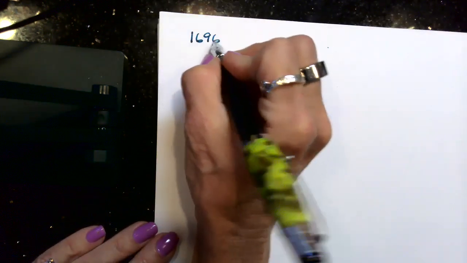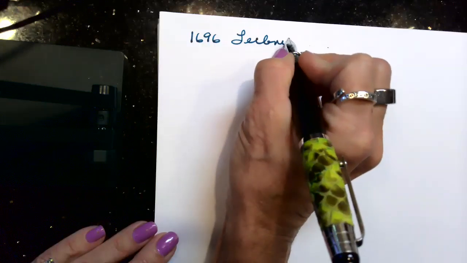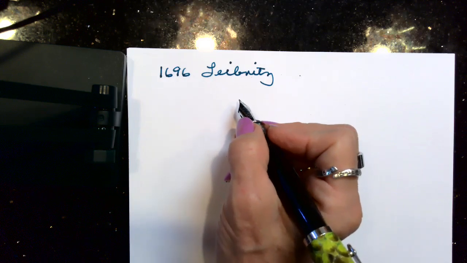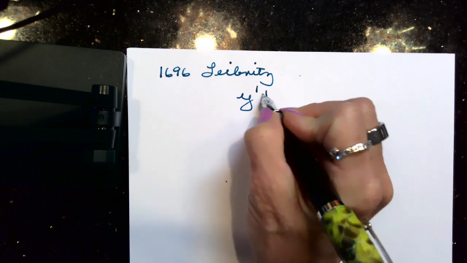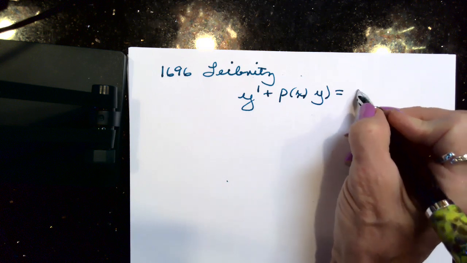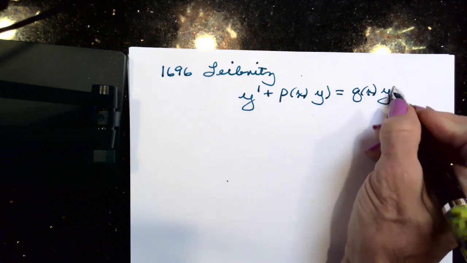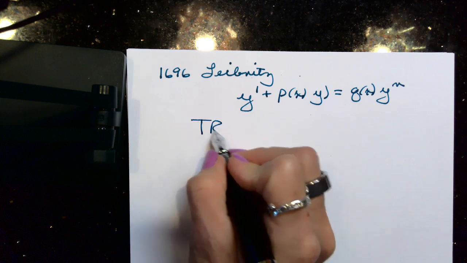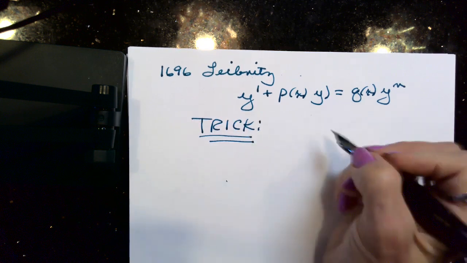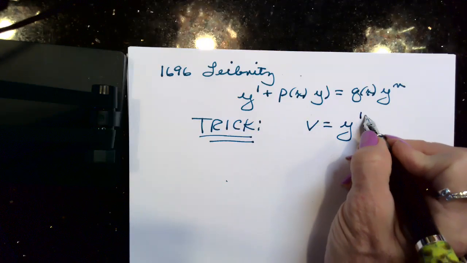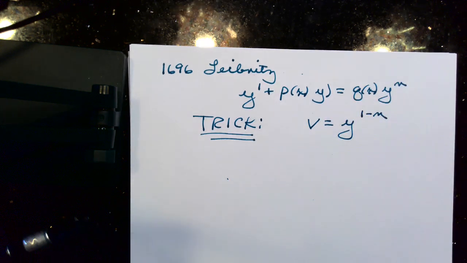This is actually a method that goes back to 1696, due to Leibniz, whose name you heard when you studied calculus, hopefully. Let me remind you of our equation. It's y prime plus p of x y is equal to q of x times y to the n. And here's the trick. The trick is to make a substitution. You let v be y to the 1 minus n.